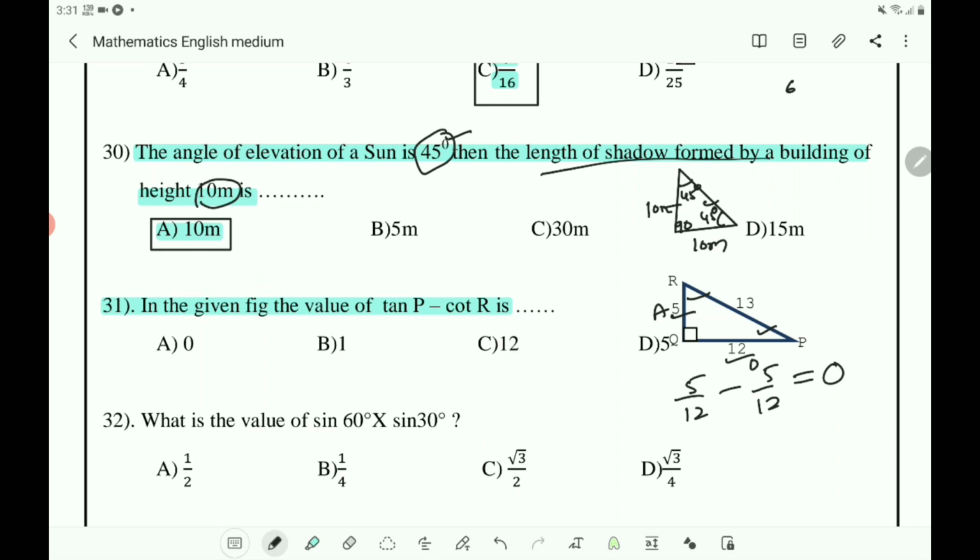Then what is the answer? Tan P equals cot R, so you will get 0. The answer is option A, that is 0.